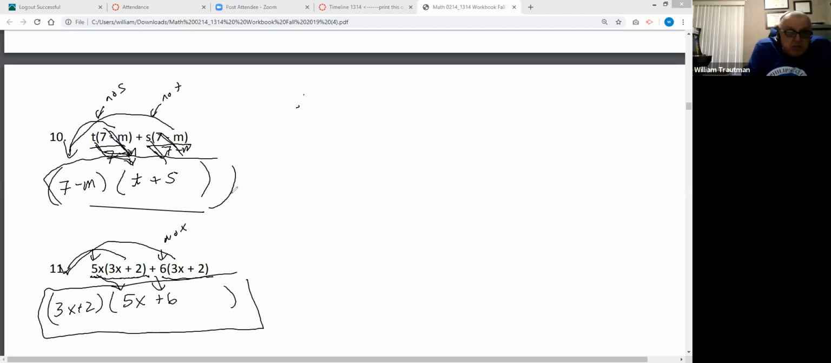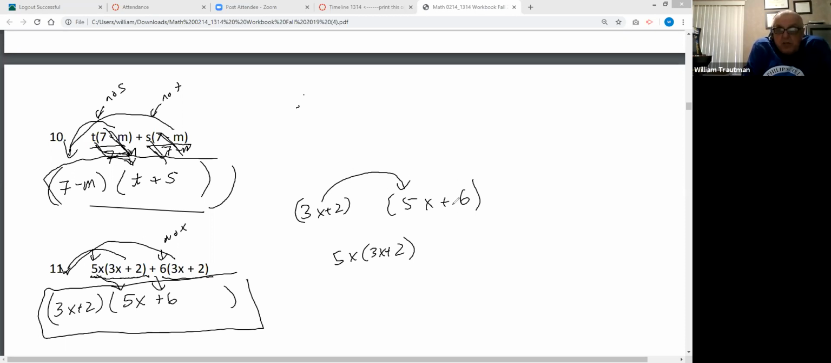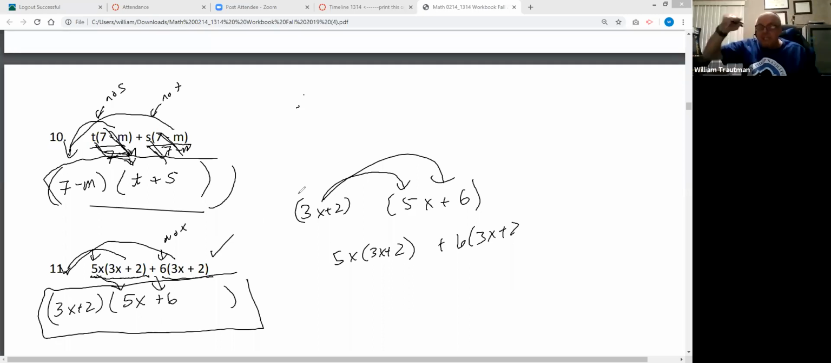If we look at it this way, 3x plus 2 times 5x plus 6. Look, 3x plus 2 times this is 5x times 3x plus 2. Then we have a plus sign. 3x times 6 is 6 times 3x plus 2. Do you see? We end up right back where we began. So you can distribute the whole parentheses back into each term. That's checking your work.